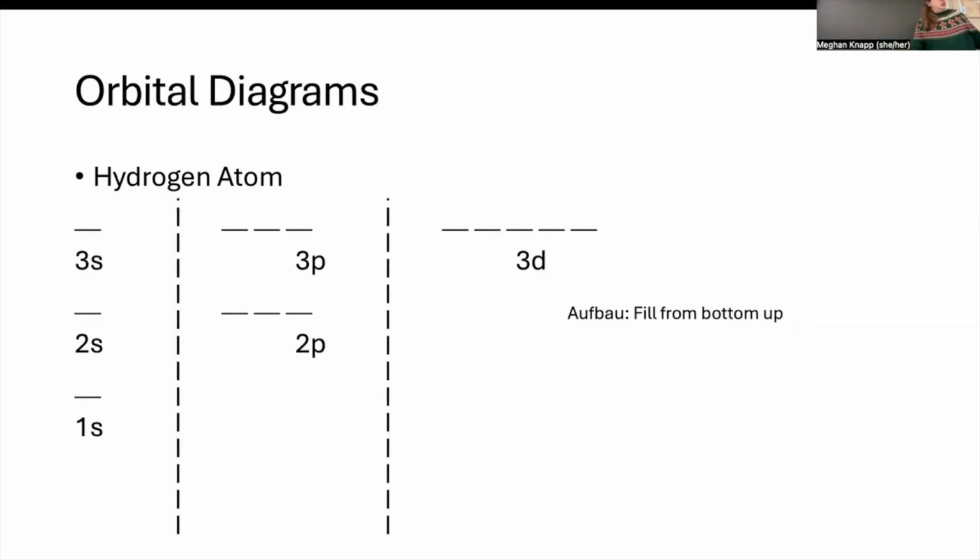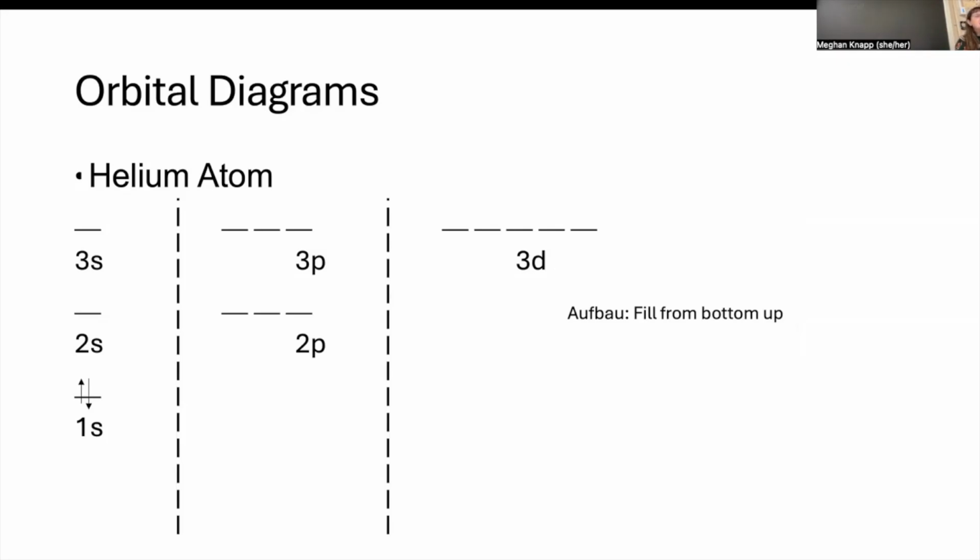Okay, so this is an orbital diagram, right? And for hydrogen, the Aufbau principle says fill from the bottom up. So we put our one electron, the one arrow, in the bottom orbital, okay? For helium, we have 2 electrons. So Aufbau says it has to go from the bottom up, and there's still room in that 1s orbital. So it's going to go all the way down to the bottom.